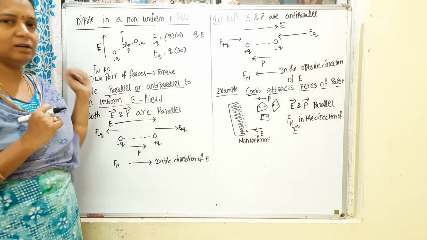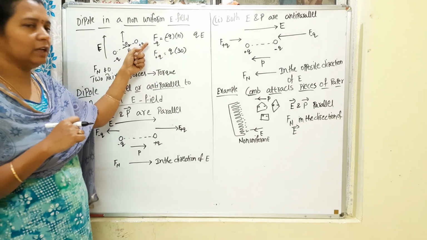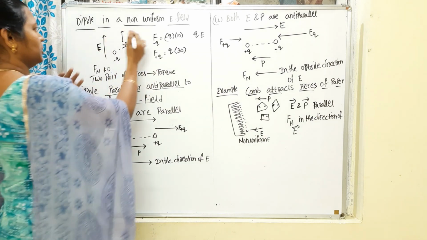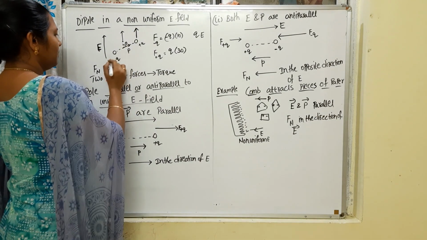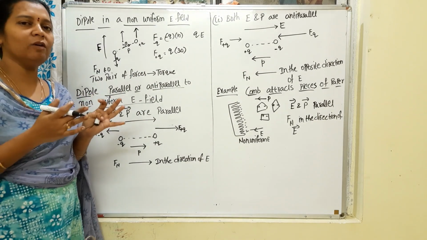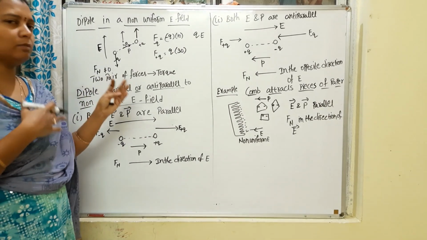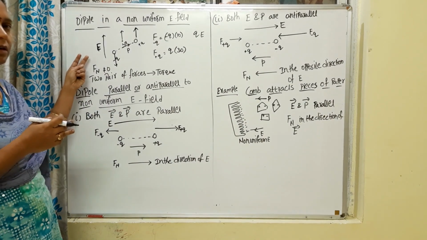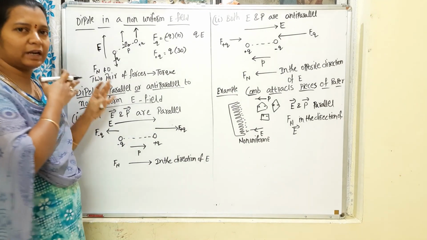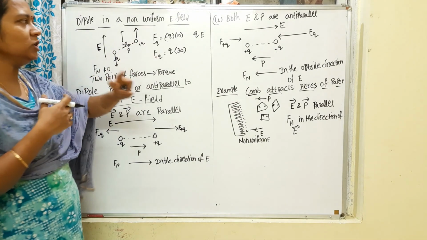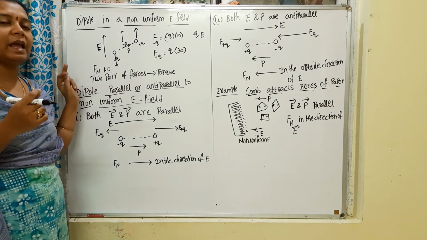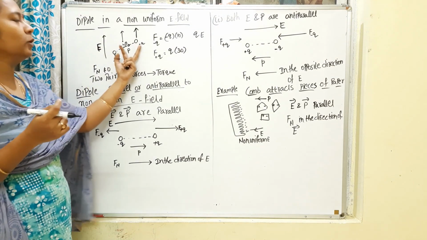So we can observe here the net forces. The force acting on minus q and the force acting on plus q are opposite in direction, but the magnitudes are not equal. In the earlier case we saw two forces equal in magnitude and opposite in direction. But here in a non-uniform field, the forces act in opposite directions and their magnitudes are not equal. So in that case we can expect a net force acting on a dipole.